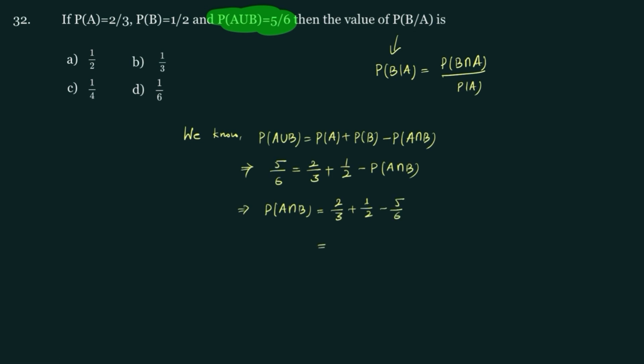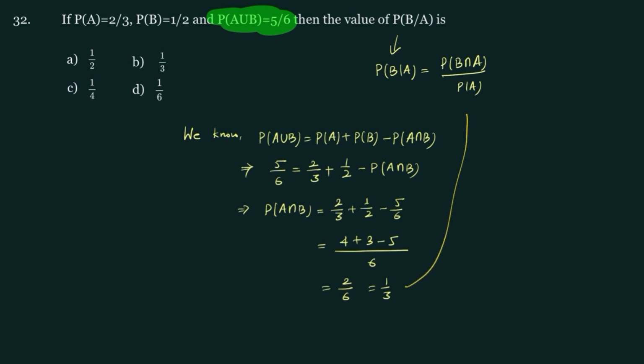So it will be equal to, the LCM will be 6, 4 plus 3 minus 5. So it will be equal to 4, 5, 6, 7, minus 5, which is 2 by 6. And that is 1 by 3. So this 1 by 3 is the probability of A intersection B.